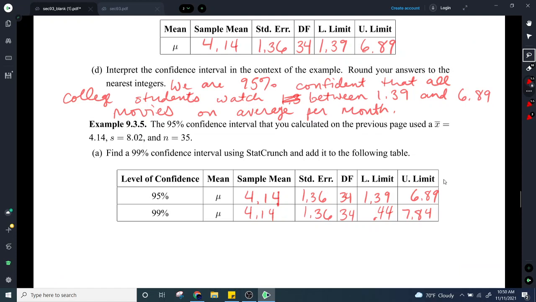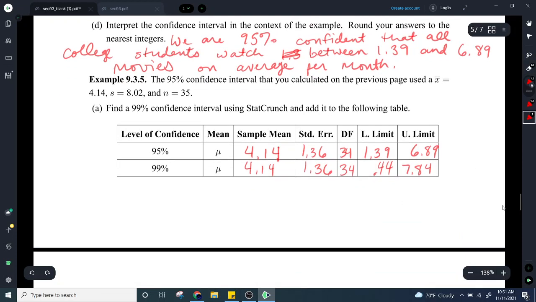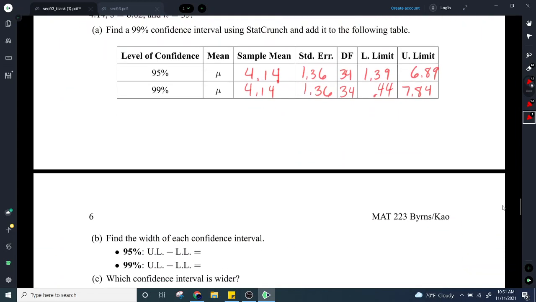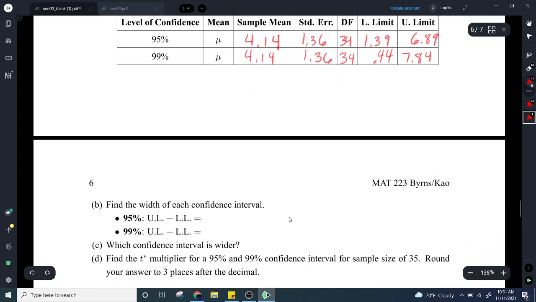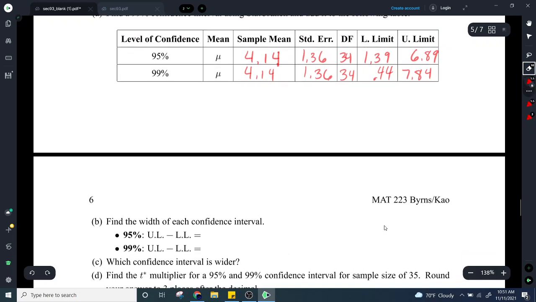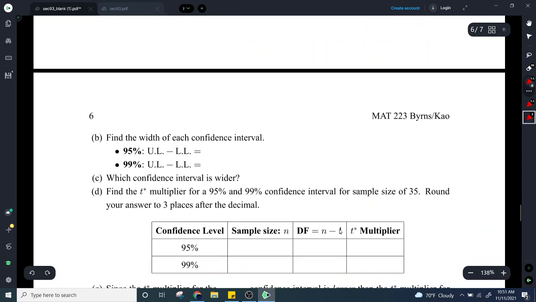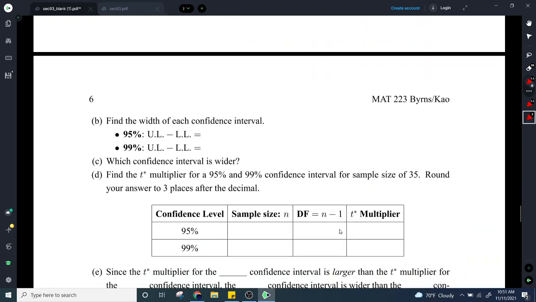What do you notice? The first thing I hope you notice is that this is a wider interval, right? We have a wider interval. So that's exactly what happened earlier in the course. I'm going to skip the details here. I think you can see this. The second interval is clearly wider than the first interval, right? It goes out, the lower bound is lower than the first one, and the upper bound is up higher than the first one. So which interval is wider?